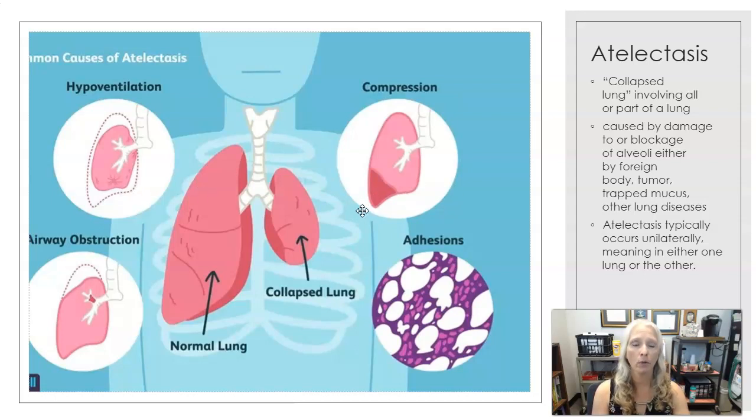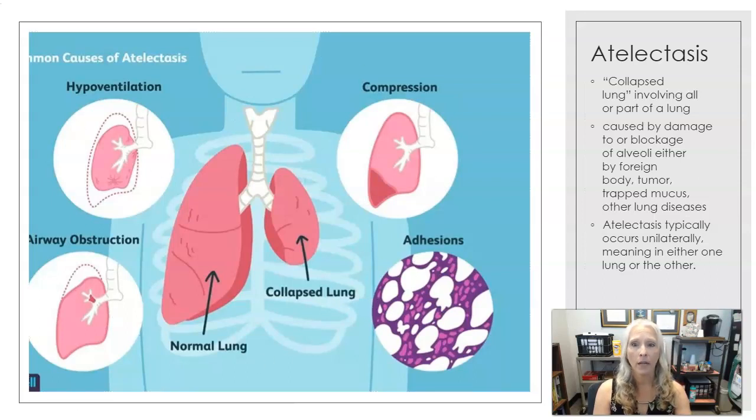Compression due to buildup of fluid maybe, or something else that's pushing on the lung tissue, and then you can also have the formation of adhesions. A lot of times the adhesions might form because of infection and/or cancer or other lung diseases or conditions. Atelectasis is typically unilateral, meaning that you only get it on one side.